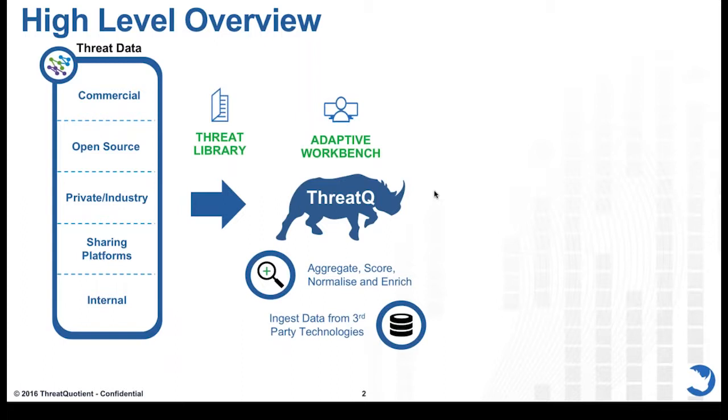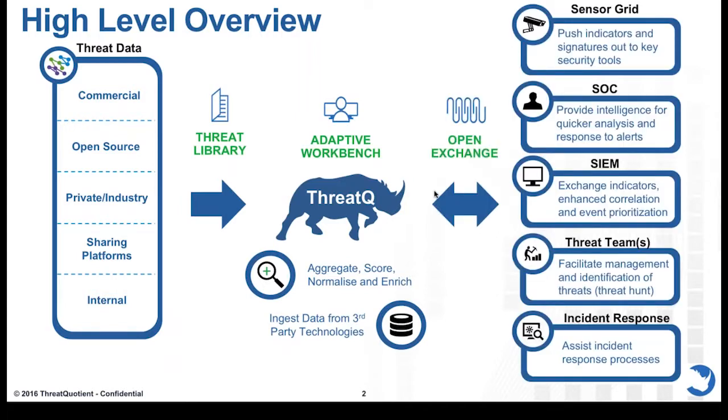The final piece here is that we also allow you to ingest data from third-party technologies. So far I've talked about technical indicators, but you can also use ThreatQ to ingest human intelligence. You can ingest information from email, mailboxes, etc. Now, once we've incorporated all of this threat intelligence into the platform, we start to build relationships between each of those pieces of threat intelligence. And that gives us a scored set of threat intelligence that we can then leverage.